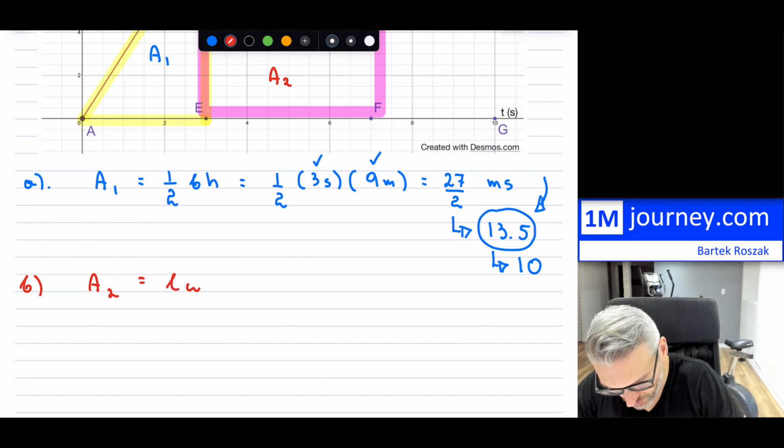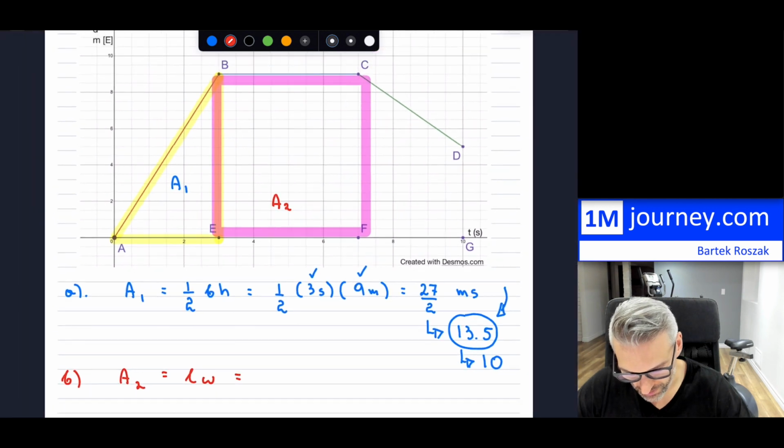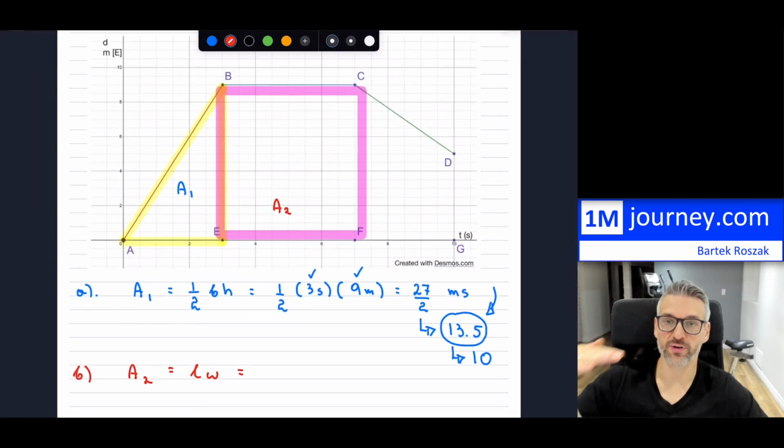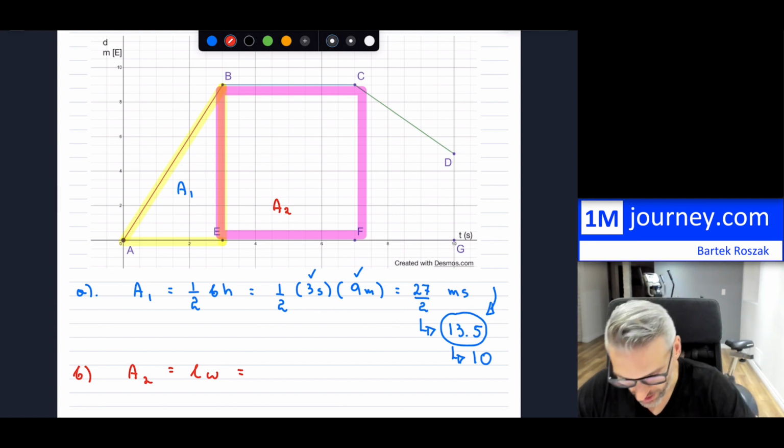So length times width, or whatever it is that you want to call that. It doesn't really matter, but you know that you're going to be dealing with one and the other, and we have to multiply those two. So we are moving along here.